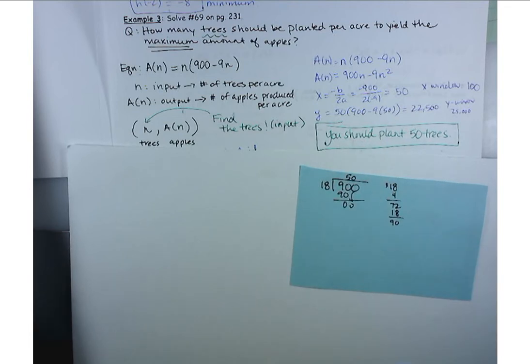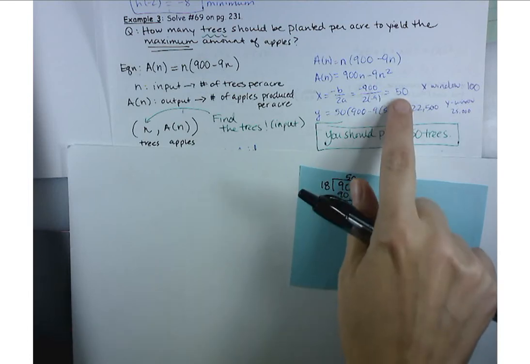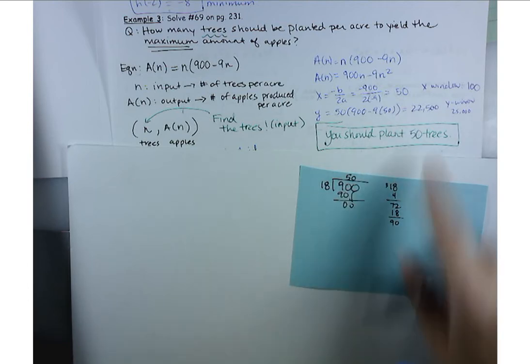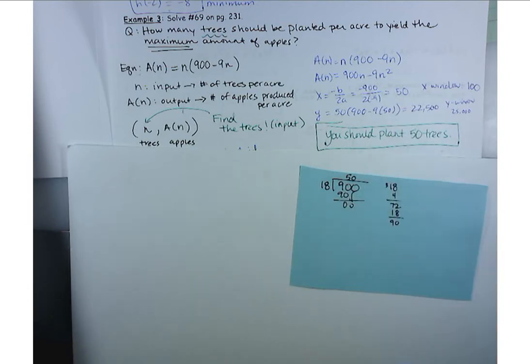Now, depending on what problem you have, they might ask you to find the output. If you're trying to find the output, all you'd have to do is plug that back into your original equation. So this means that the maximum amount of apples would be 22,500. Okay, so you should plant 50 trees to yield 22,500 apples.